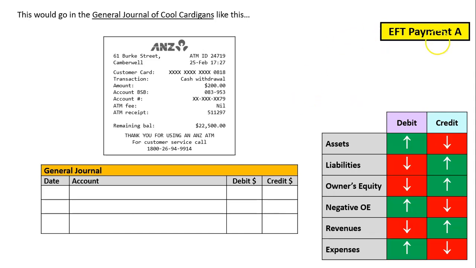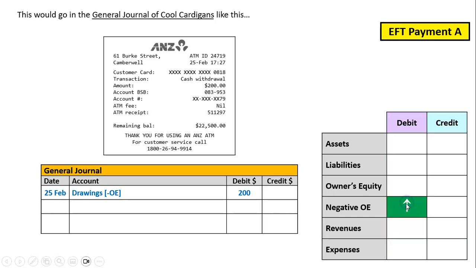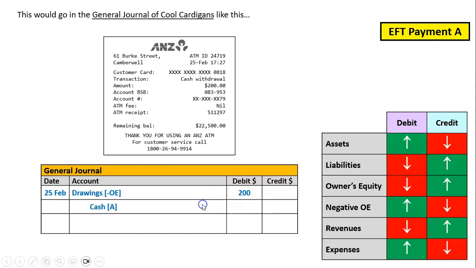So for EFT payment A, we'll say there was a date, 25th of Feb, that was buried up here. The owner took out drawings, and drawings is a negative owner's equity account. And the rules of debits and credits say when negative owner's equity goes up, that would actually be a debit here. So we've got $200. What went down? Now the owner got money, but the owner is a separate entity to the business. From the business's perspective, its cash or bank asset actually went down.